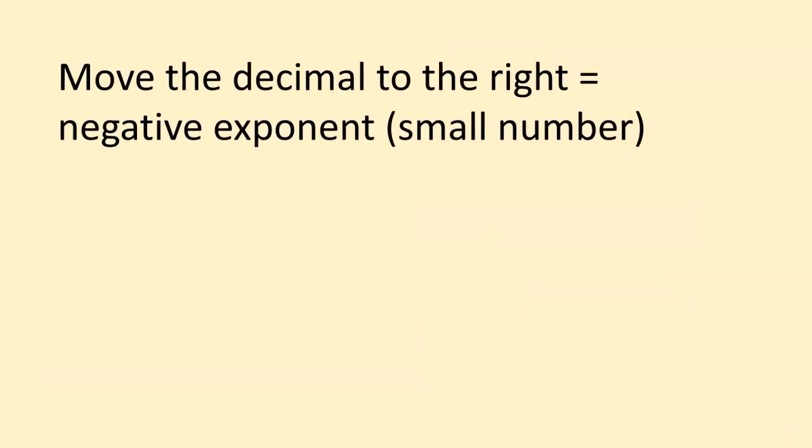All right, so just a couple of little rules to remember. If you move the decimal to the right, you're going to have a negative exponent or a small number. So 0.04387. If I take and I move that decimal to my right, okay, we're going to move it 2 places. That means it's 4.387 times 10 to the negative 2. So I move the decimal to the right, my exponent is negative, and I have a small number as my answer over here.